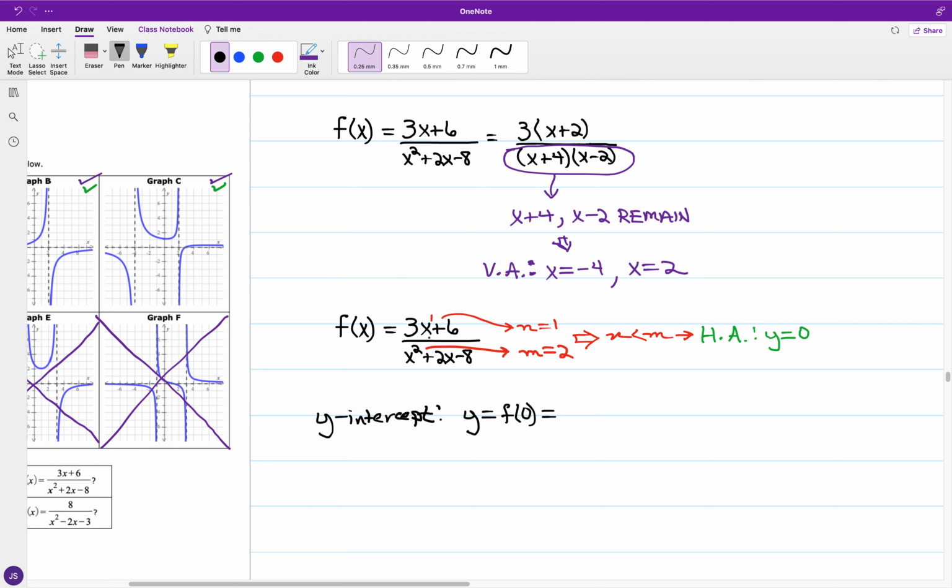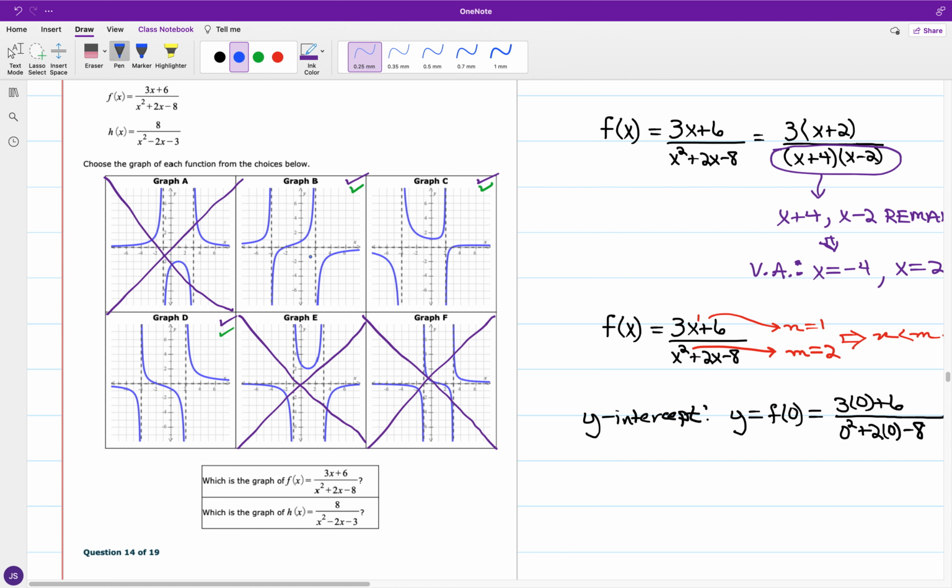Okay, so for the numerator, we have 6, and in the denominator, we have -8. So the y-intercept is going to be -3/4. And if you were to express it as an ordered pair, you'll be looking at (0, -3/4) on the y-axis. Okay, so we're looking at a value in y that is negative.